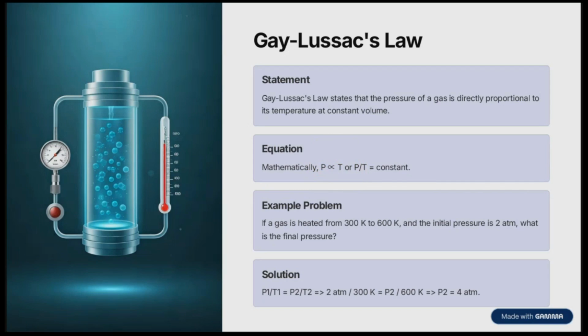So they gave us a question. They said if a gas is heated from 300 Kelvin to 600 Kelvin, and its initial pressure is 2 atmospheres, what is the final pressure? So we can put our formula as P1 over T1 equals P2 over T2. Putting that into the formula, you'll be able to get your final answer for the final pressure that we asked for. I don't know if anyone has any questions so far.